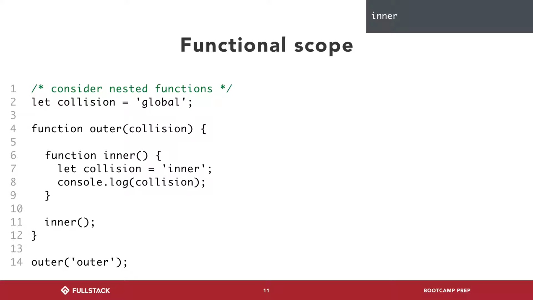If we're console logging from this inner function, we're going to say, great, do I have a collision in my own inner scope? I do. It's called inner. Done. That's it. We don't need to look anywhere else. If line 7 didn't exist and we tried to console log collision, we would look for it in our parent scope. Our parent scope does have it in the outer function, so we'll use outer. And then if our parents didn't have it, we'd go out to the global scope.